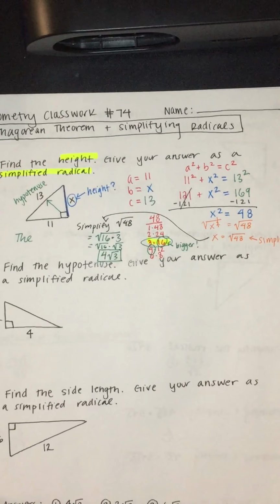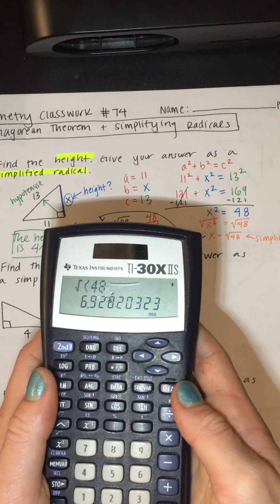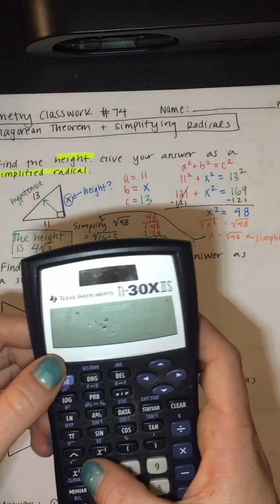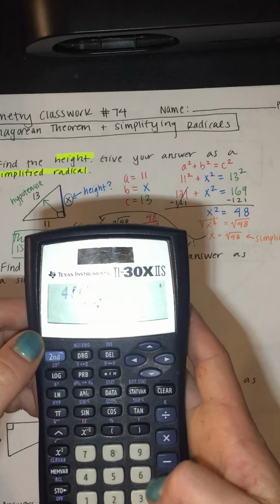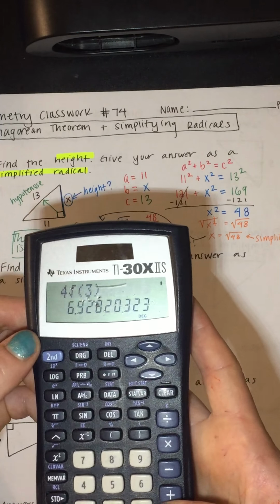And just to make sure, if you have a calculator, it's a good idea always to check. So we already know that the square root of 48 is 6.928. If I do 4 times the square root of 3, like this, I will also get the same answer, 6.928. So I'm good to go.